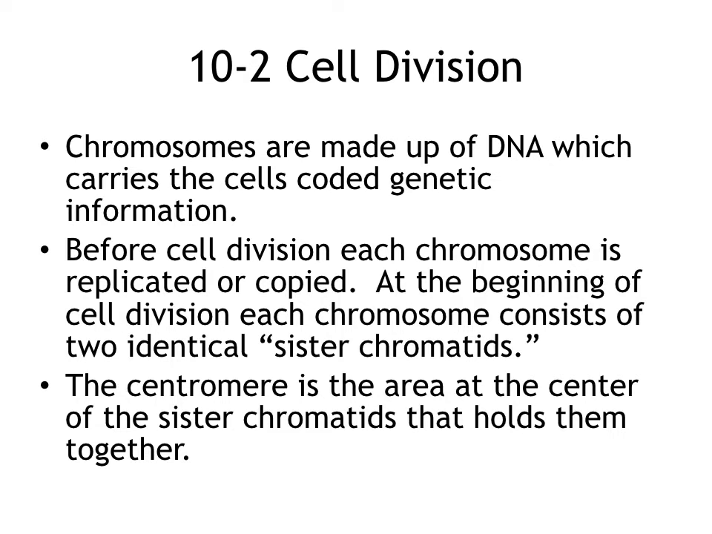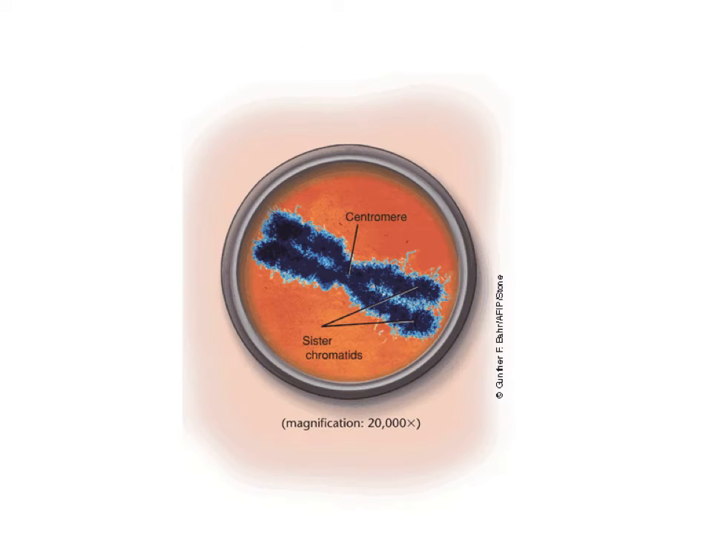So let's take a look at this right now. All right, we see the sister chromatids there separated. Basically what's going to happen is, with the sister chromatids you have double the amount of genetic information, and they are going to divide and split those two sister chromatids apart, allowing for two identical daughter cells.